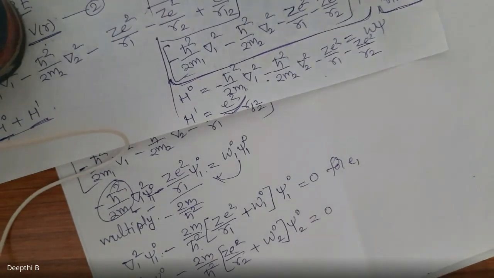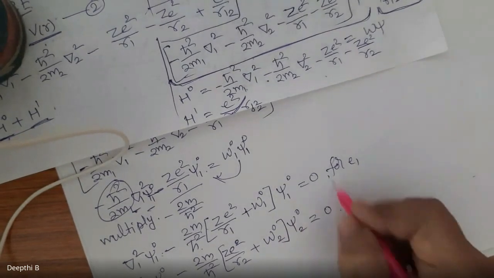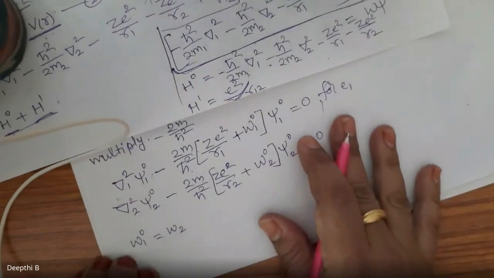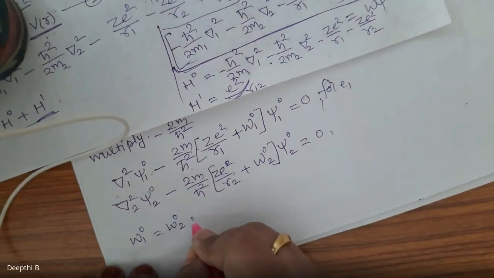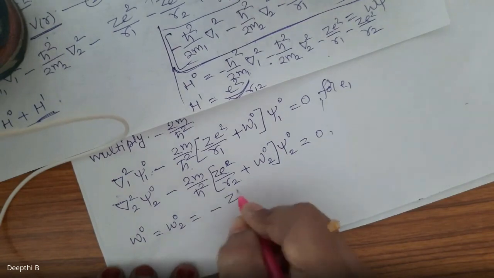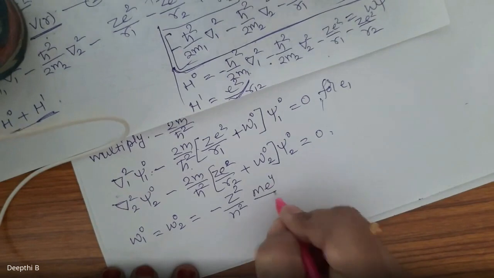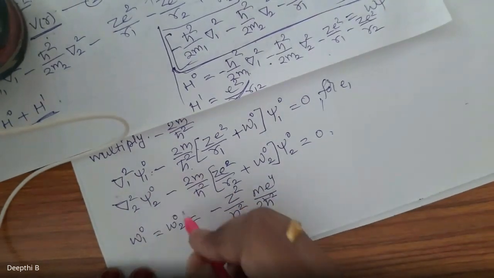Okay. Now what they are saying is that these two equations are for hydrogen-like wave functions. The solutions of these two equations are W1 naught equal to W2 naught, which is equal to minus Z square by n square times m e power 4 divided by 2 h cross square. This is the solution of these two equations.